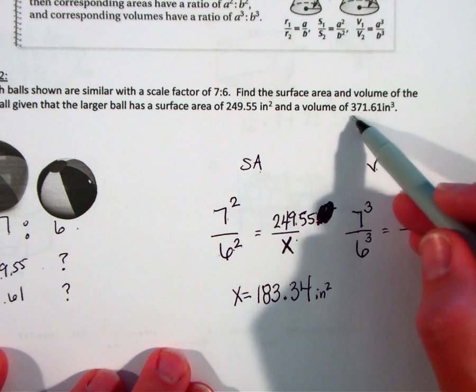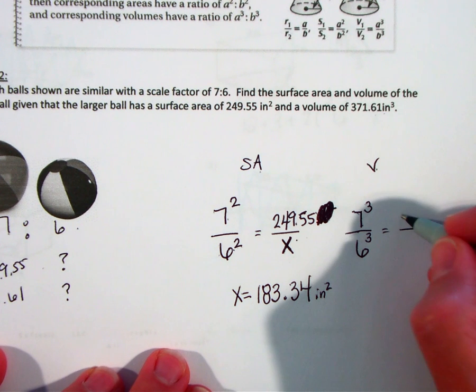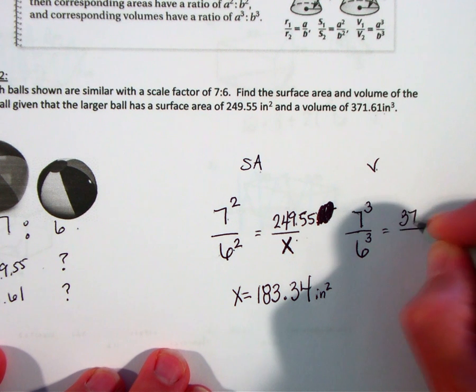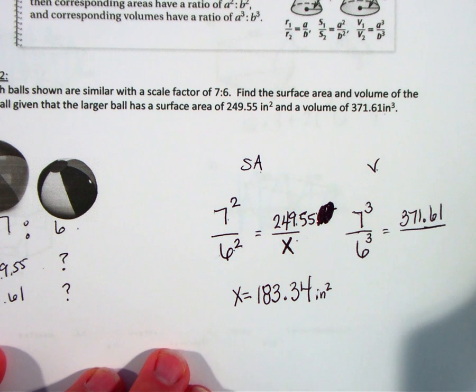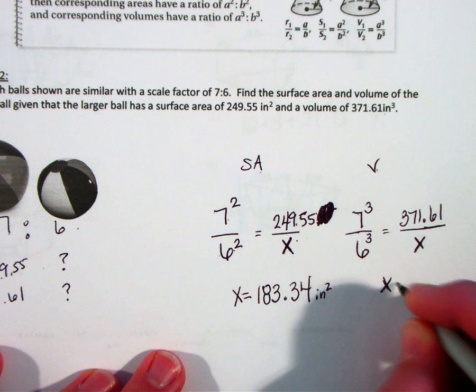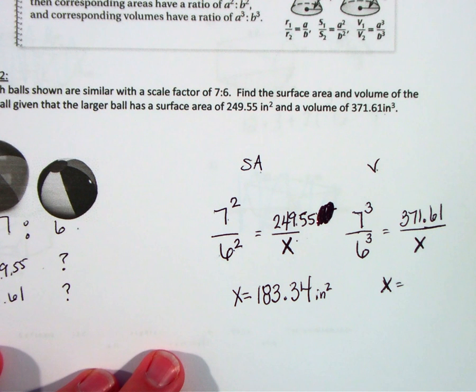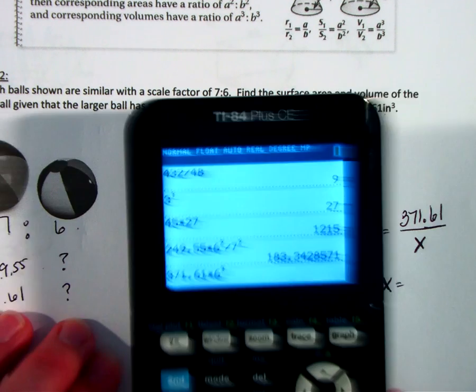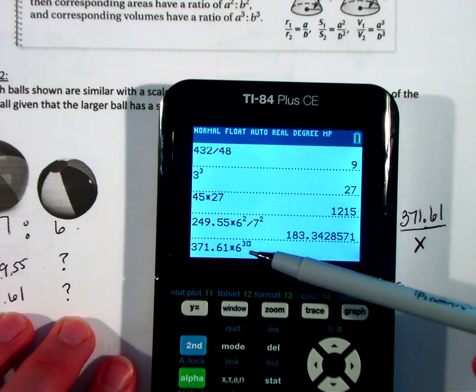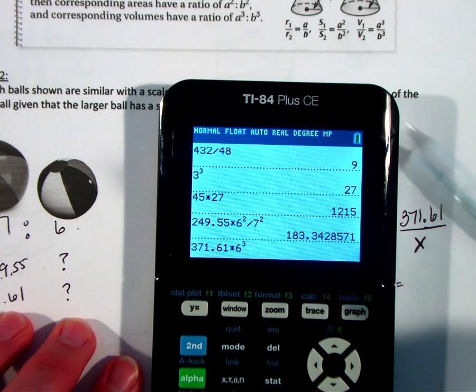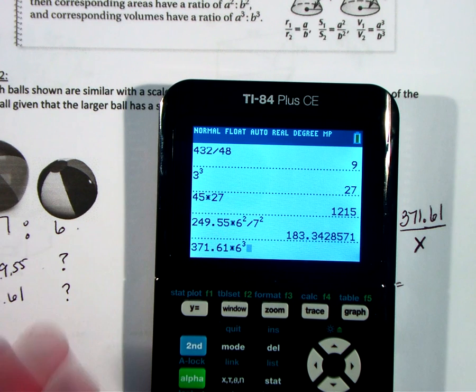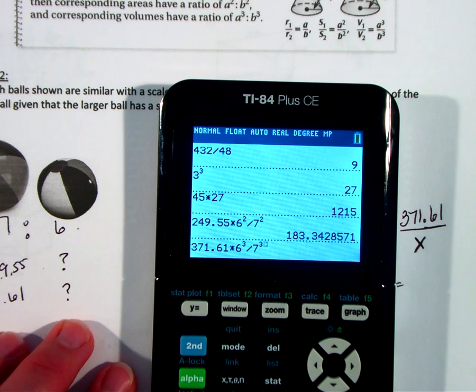Okay, so that 371.61, that was the volume of my larger beach ball, so that's going to go here. And the volume of my smaller beach ball, which I don't know, will go right there. We cross multiply. 371.61 times 6 to the third power divided by, now I just got to caution you here as I'm typing this in, if you're using a graphing calculator, see how it's stuck up in the exponent? If you just hit the over button, that'll get you out of that exponent so that I can go divided by 7 to the third power.